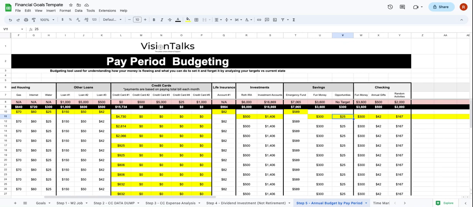So if something random comes up, I can do that. In the checking, what I have here is fun money stash, annual gifts, random activities. So I'm putting this aside so you have cash on hand for that. In a perfect world, what I often do is pay these things with my credit card so I can get the points, and then I go from there.